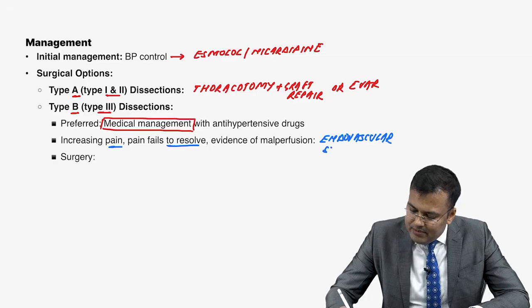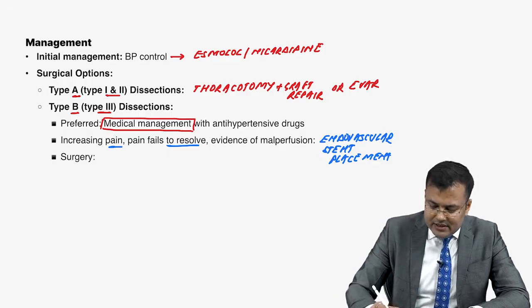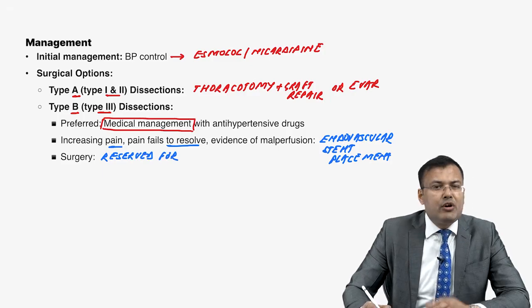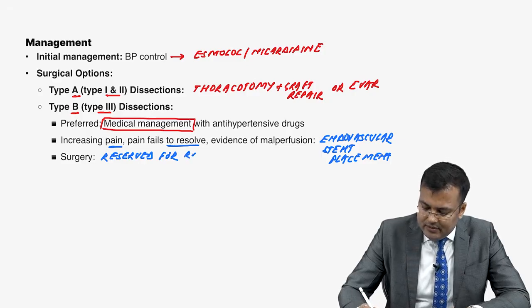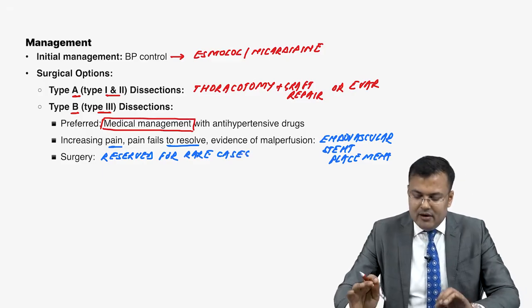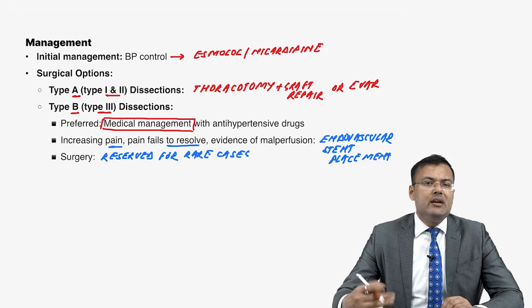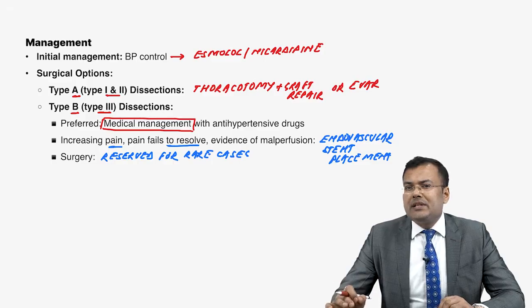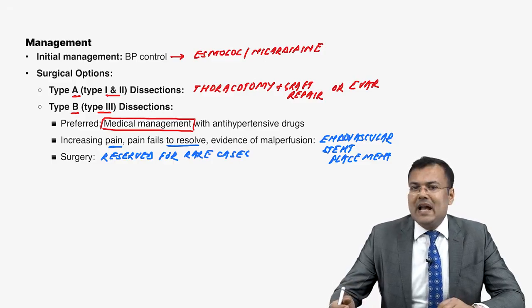Surgery is reserved for rare cases who are not responding to any kind of treatment. Clear? So just remember one thing: for Stanford type A, we mainly go for surgical repair, that is thoracotomy plus graft repair or EVAR. Type B patients are mainly managed medically with antihypertensive drugs.